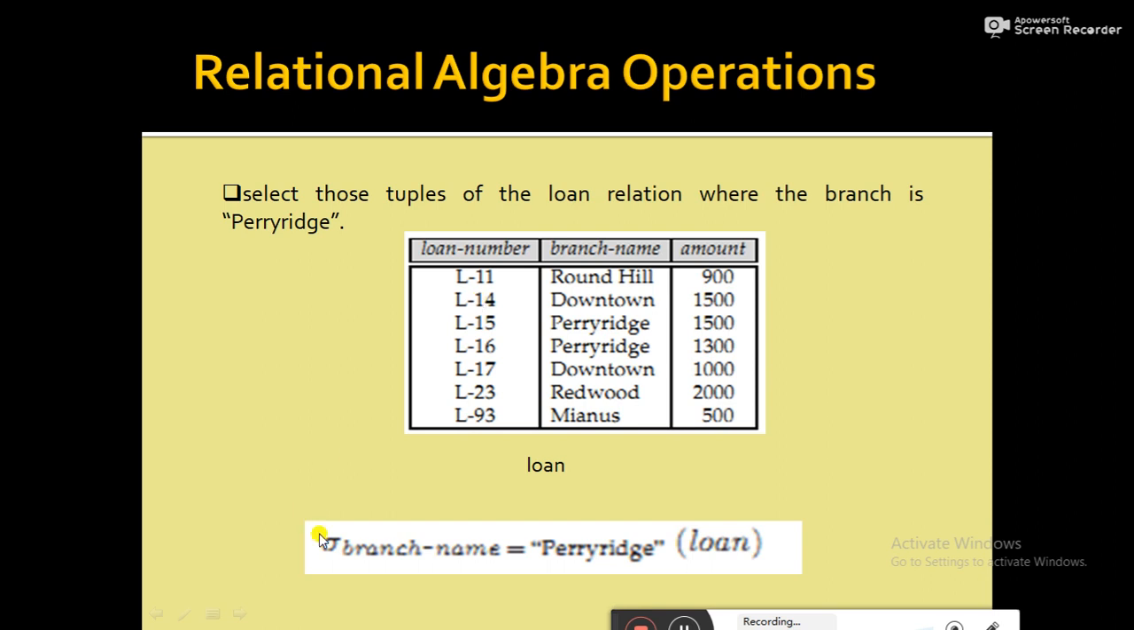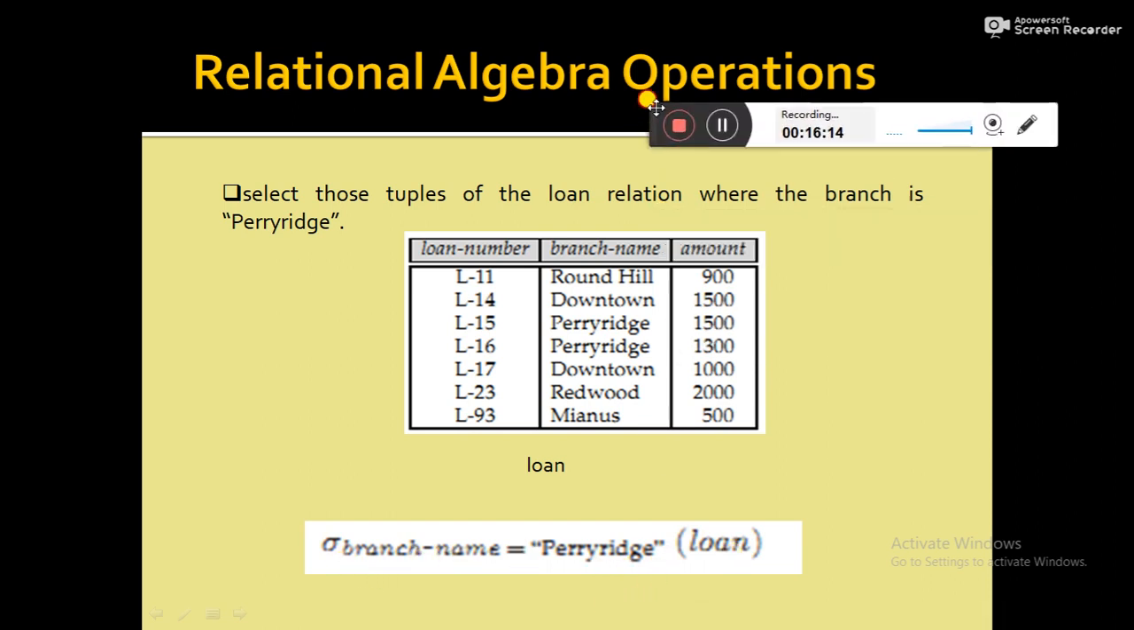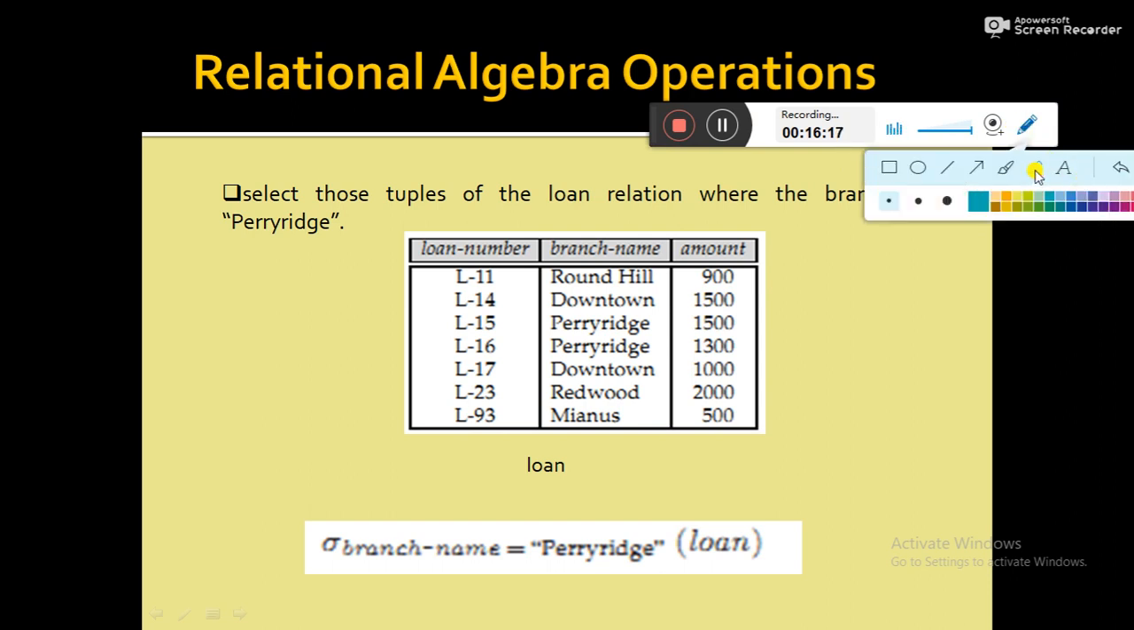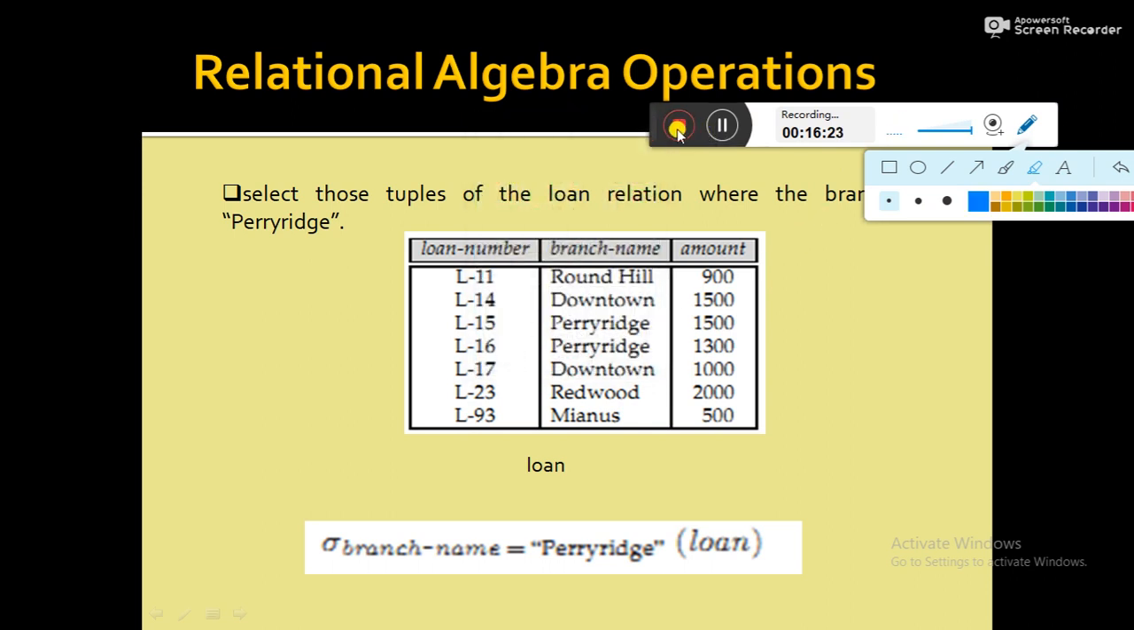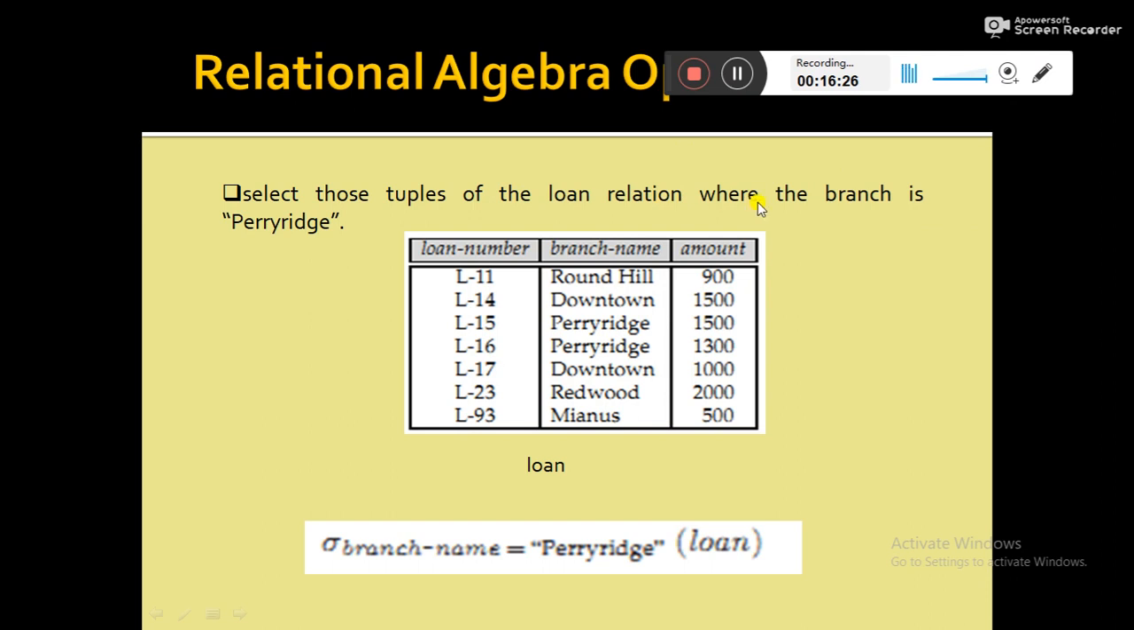For the selection operation, it should be the sigma operation. Then within brackets you mention the relation from where you want to fetch the records. Here loan is the relation, so within brackets you write loan, and then you mention the predicate. Now what is the condition over here? The condition is to select only the tuples where the branch is Perryridge. So the branch name is equal to Perryridge. So select from loan where the branch name attribute has the value Perryridge.